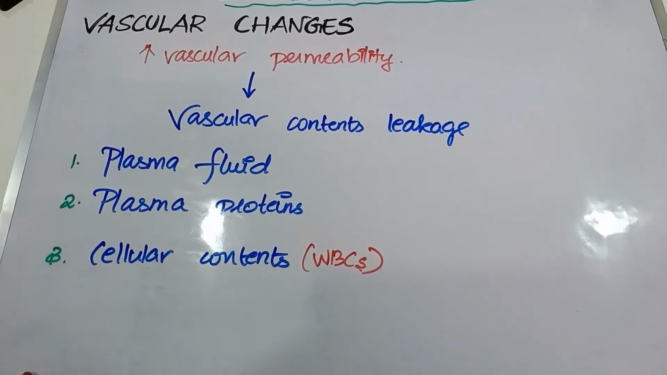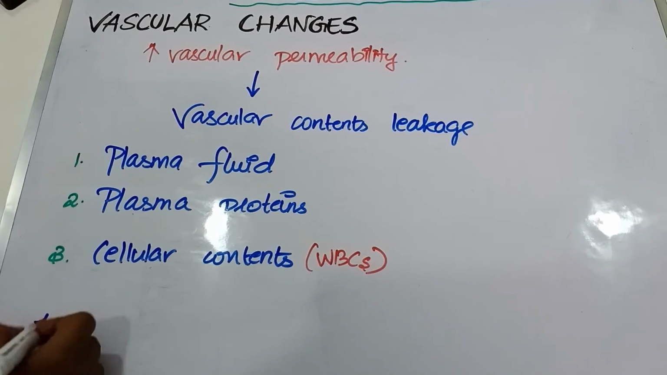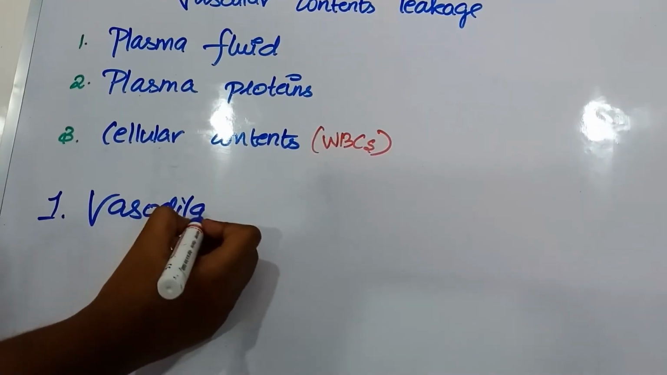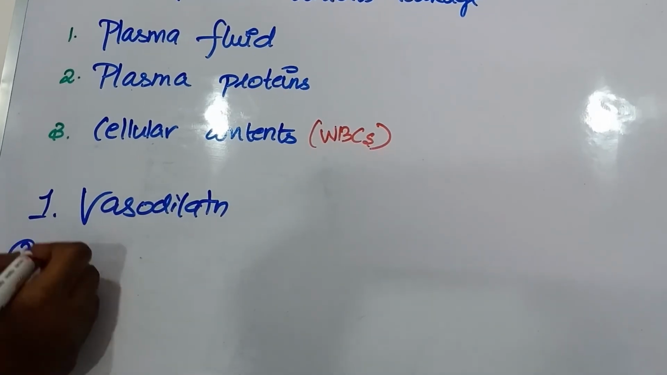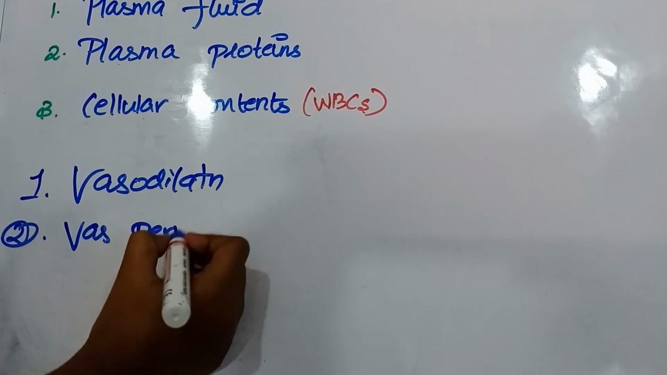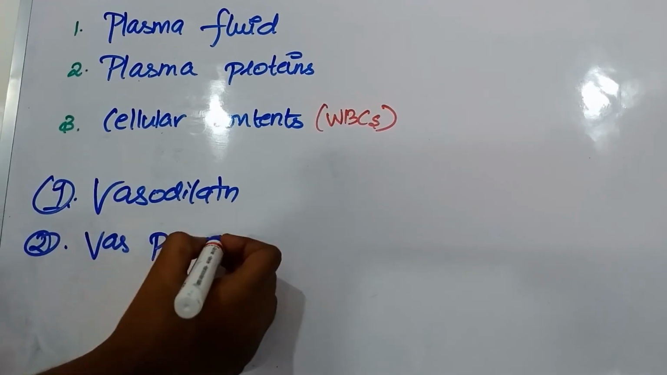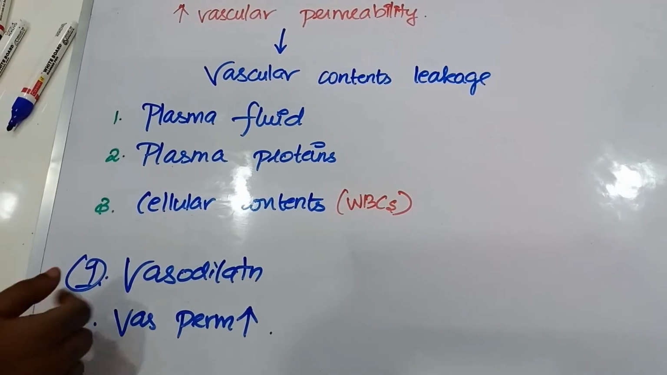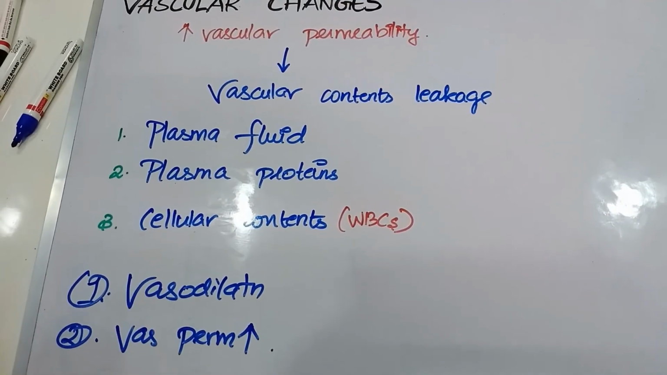In this video, we have seen about the vascular changes. The first one is vasodilation, and the second one is increased vascular permeability. So these are the first vascular changes, and then we'll move on to the leukocyte recruitment to the infected site in the next video.